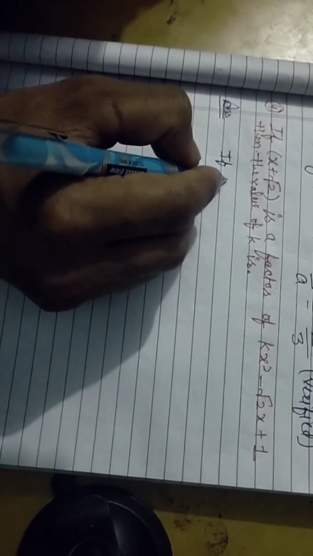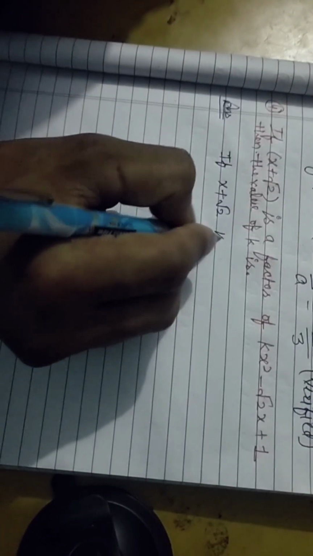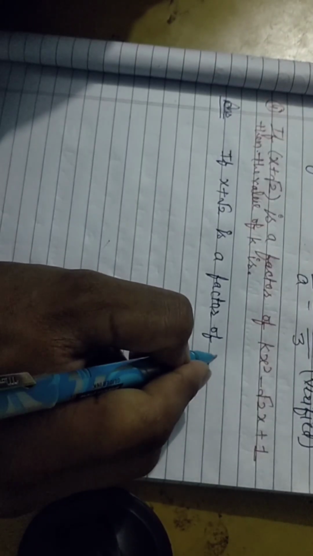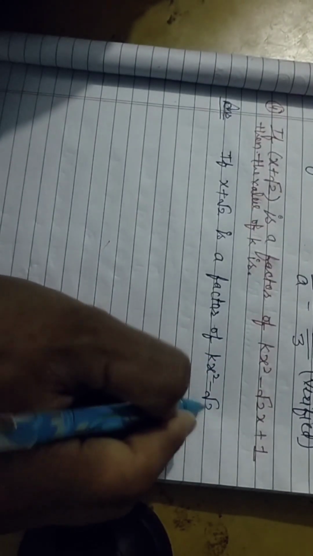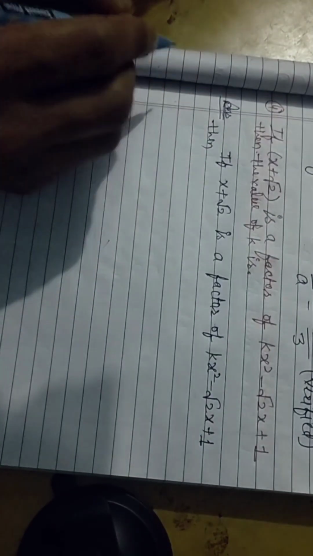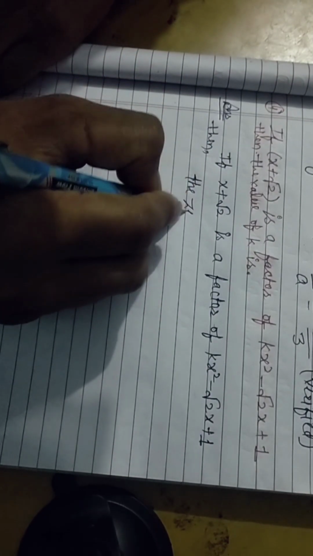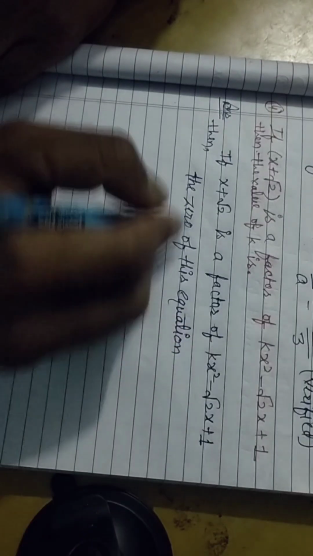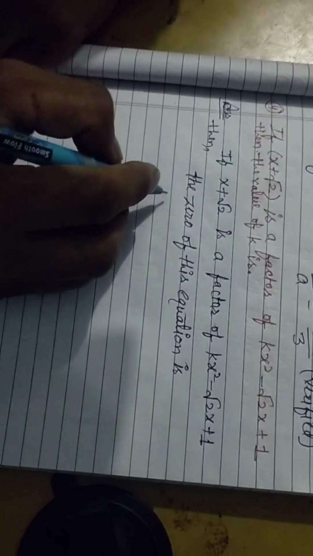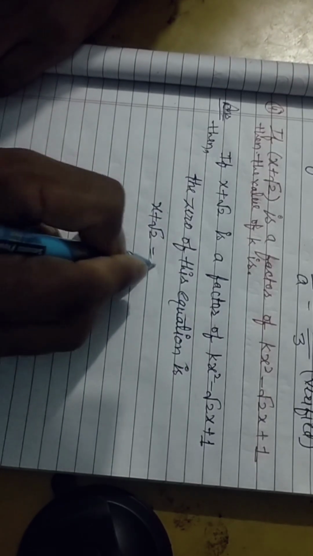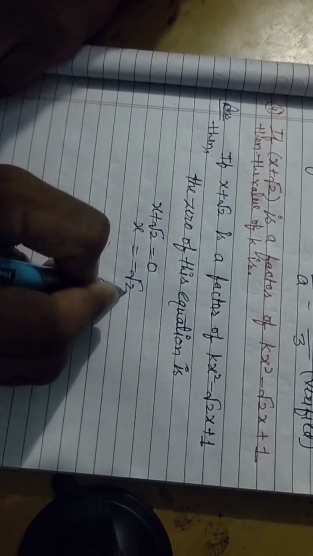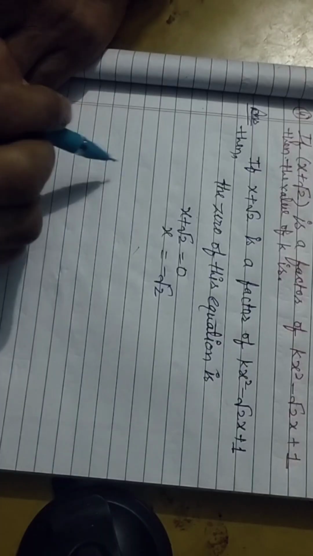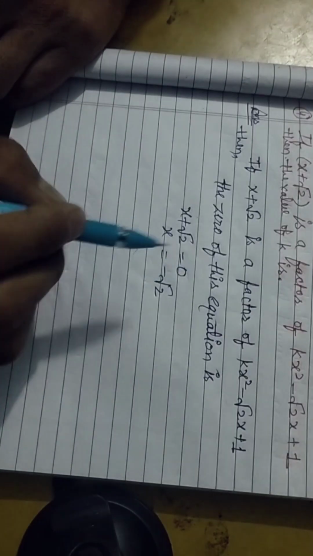If x plus root 2 is a factor of kx squared minus root 2x plus 1, then the zero of this equation is: x plus root 2 is equal to 0, and x is equal to minus root 2. This is our zero for this equation. Now we put the value of the zero and calculate the value of k.